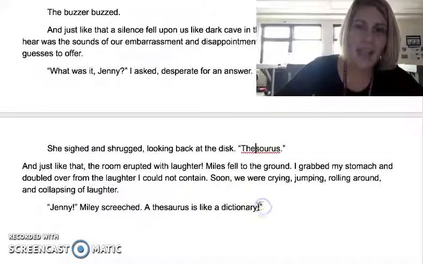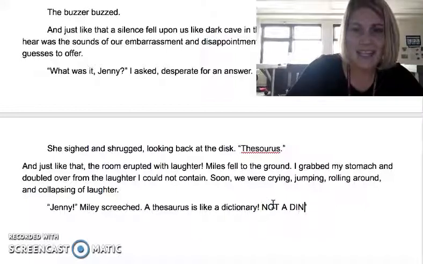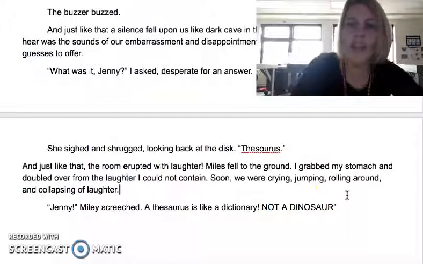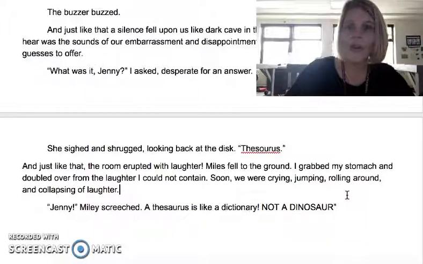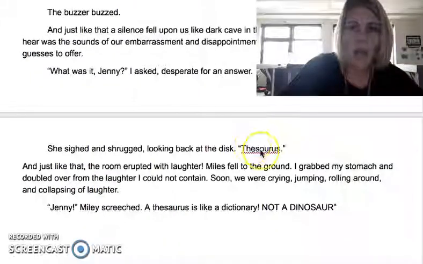I really should have added here, because he yelled, "It's like a dictionary, not a dinosaur." And I could go on to conclude it, but that's my little story. It only actually took like 2 minutes to happen, but I wrote it out. It took a whole page and a half.